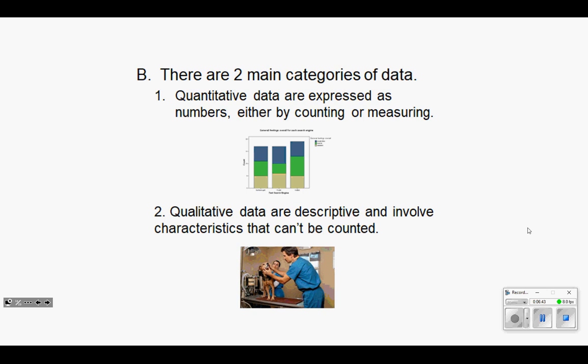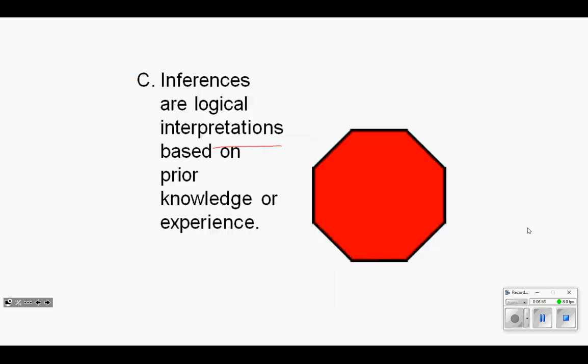Like, for instance, you say with this fertilizer, plants grow more. Well, that's descriptive. That would be qualitative. But if I said it grew by this much more each day, well, that would be quantitative.